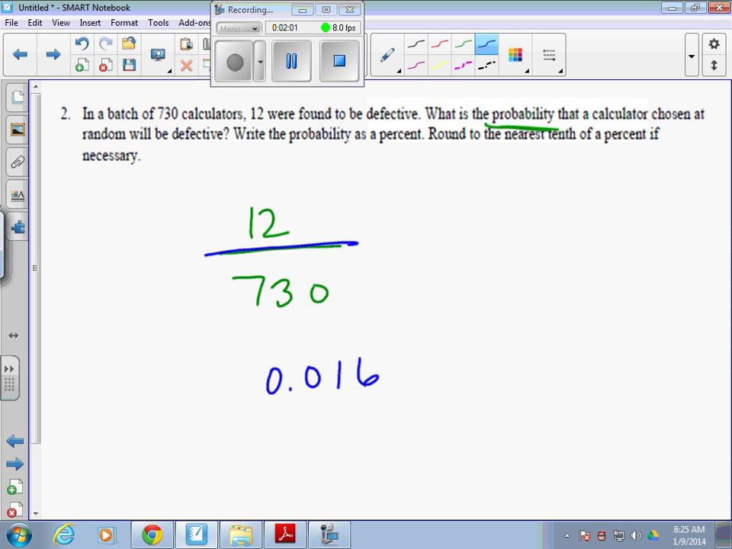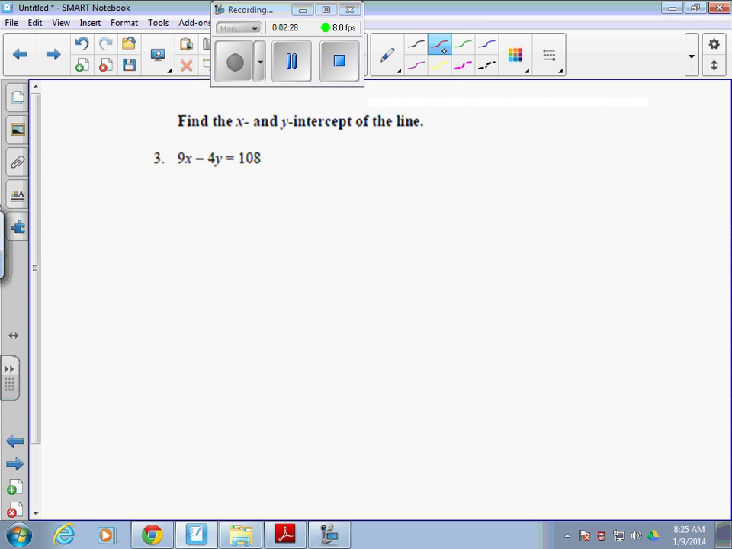It says write it as a percent. Percent means per 100, which means you move that decimal over from the tenths place to the hundredths place, which gives you 1.6%. It says rounded to the nearest tenth as necessary. That's why we get 1.6% for that one. So that means out of 730 calculators, there's a 1.6% chance that it's going to be defective or not good or broken.